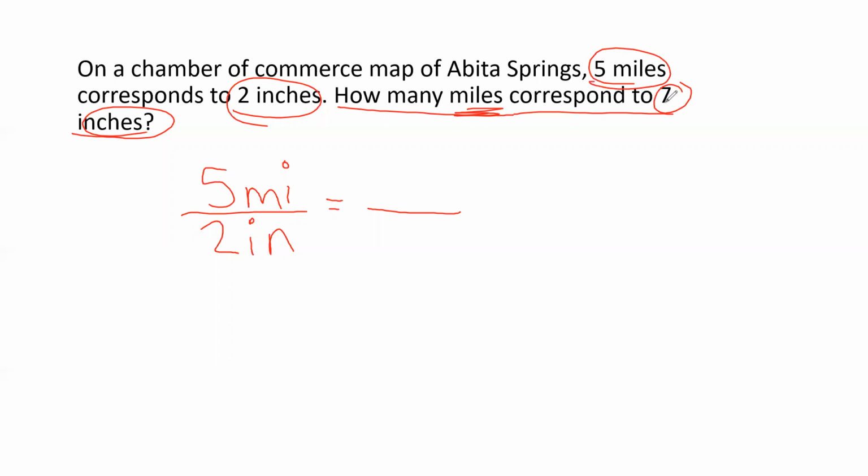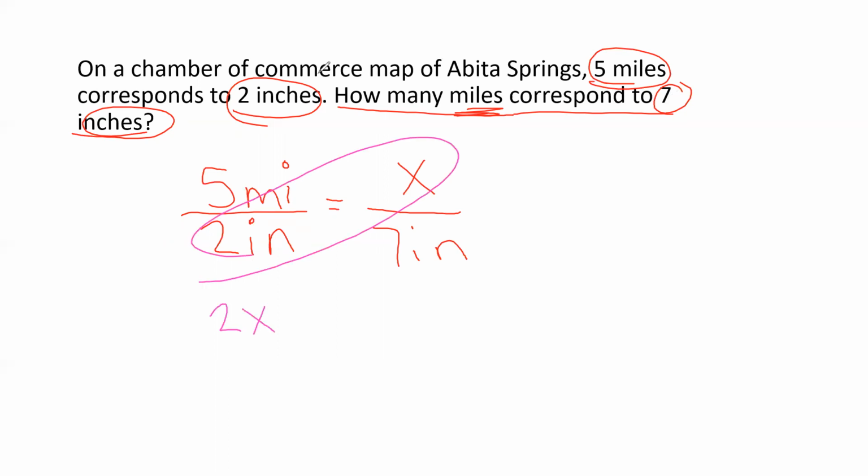Now for my third number, 7 inches, am I going to put that at the top or the bottom? I'm going to put it at the bottom because it's inches. And with my first fraction, my first proportion, the given, the inches is located at the bottom. So I need to find the miles for my second proportion. So I need to cross multiply.